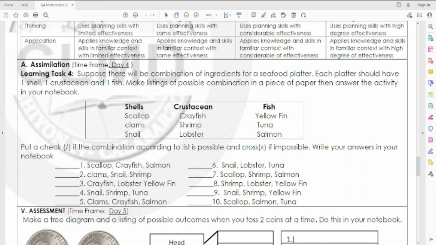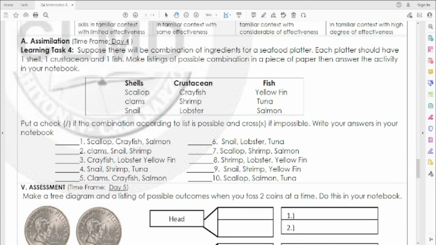So this is the direction for your task. Put a check if the combination according to the list is possible and a cross if impossible. Write your answer in your notebook. So number 1, scallop, crayfish, and salmon. Number 2, clams, snail, shrimp. Number 3, crayfish, lobster, yellowfin. Number 4, snail, shrimp, tuna. 5, clams, crayfish, and salmon. Then 6, snail, lobster, tuna. 7, scallop, shrimp, salmon. 8, shrimp, lobster, yellowfin. 9, snail, shrimp, yellowfin. Then number 10, scallop, salmon, and tuna.